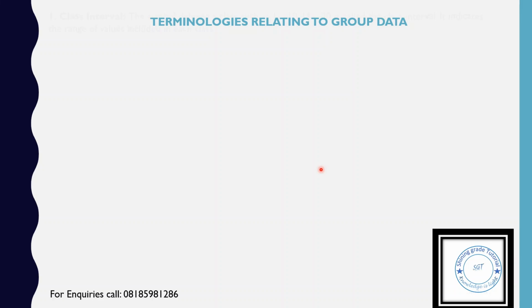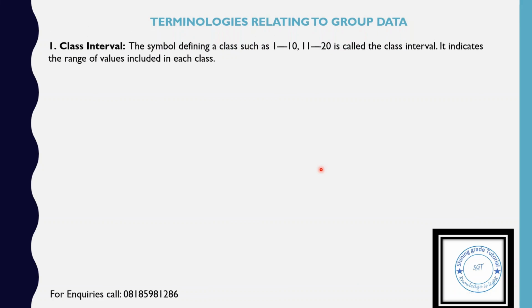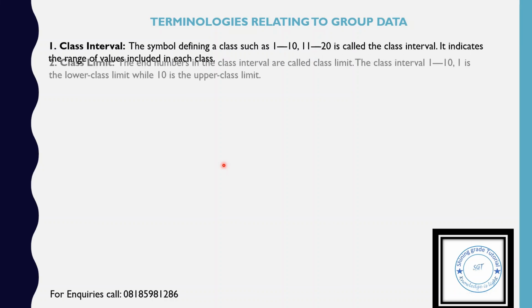So the first terminology we have is class interval. The symbols here are what we call class intervals. So 1 to 10, 11 to 20, and so on. They indicate some kind of range of values. So they are class intervals generally. When you have 62 to 64, the symbol 62 to 64 is our class interval. So here when we have 11 to 20, that's the class interval. The symbol itself is the class interval.